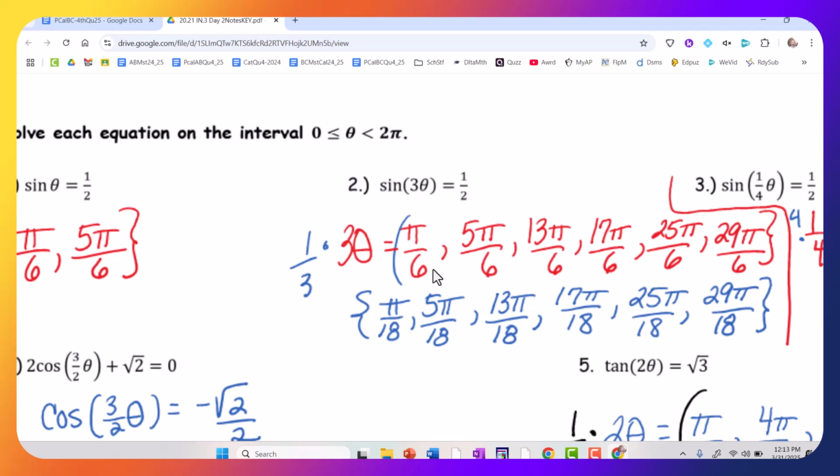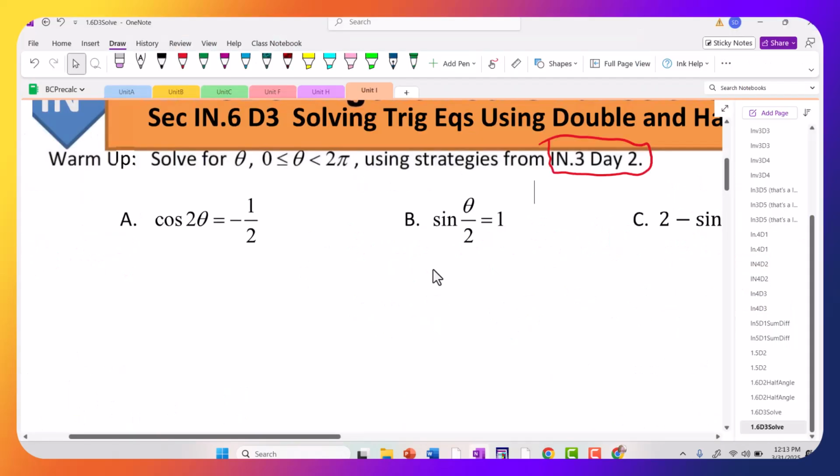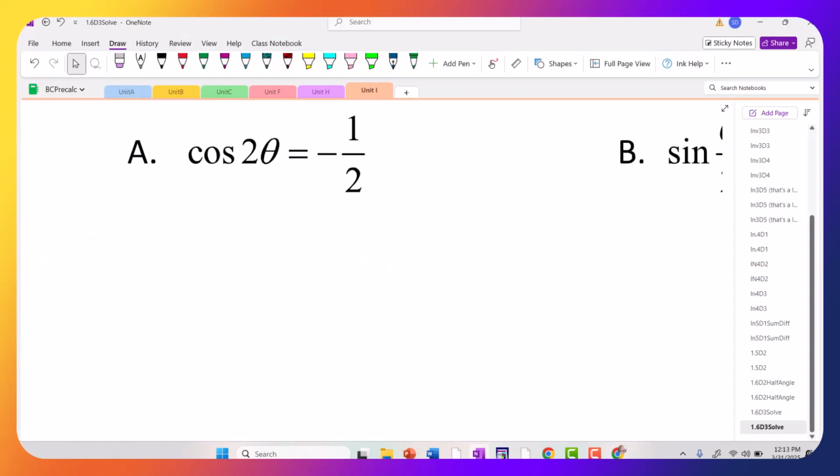And lo and behold, 29 pi over 18 is smaller than 36 pi over 18, which is smaller than what? I'm pointing to it right now. 2 pi. So that proves that those are the answers that should happen. That's all I need to show you. That establishes an idea. So what do we do for this?